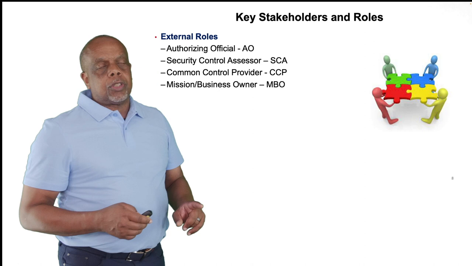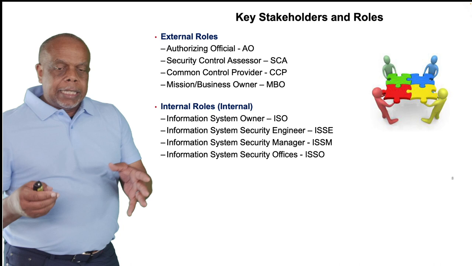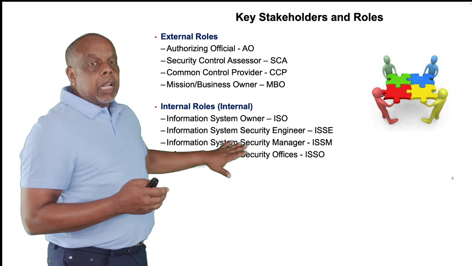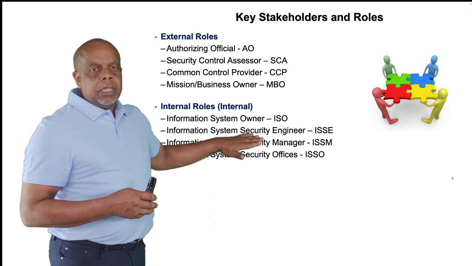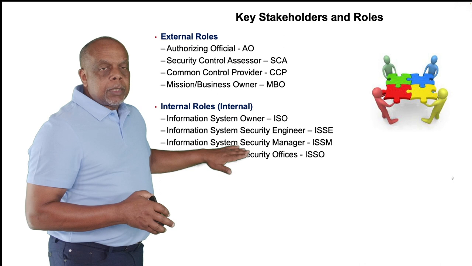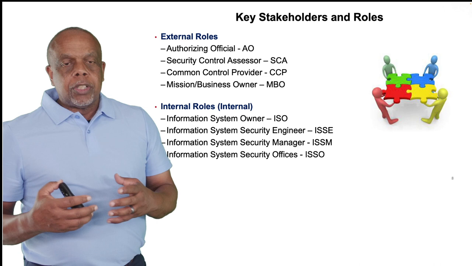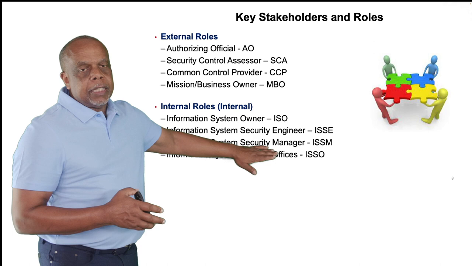Now you also have internal roles. Internally, you can have an information system owner. That is the individual, or sometimes we call them program managers, who are responsible for those information systems. Working closely with that ISO is our information system security engineer. They're the ones who are responsible to the ISO for baking security in when these systems are being built. We have an ISSM, an information system security manager. They're responsible for that day-to-day security posture, maintaining cybersecurity hygiene and vigilance day-to-day. And then we also have ISSOs who work with the ISSMs to execute that cyber hygiene vigilance.